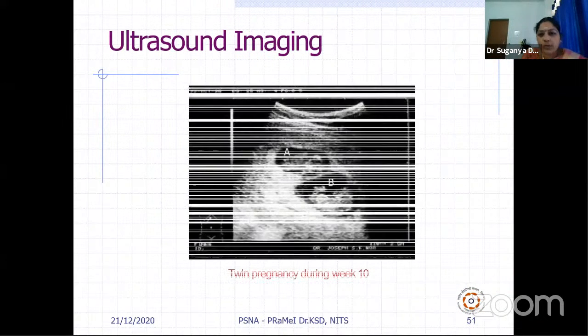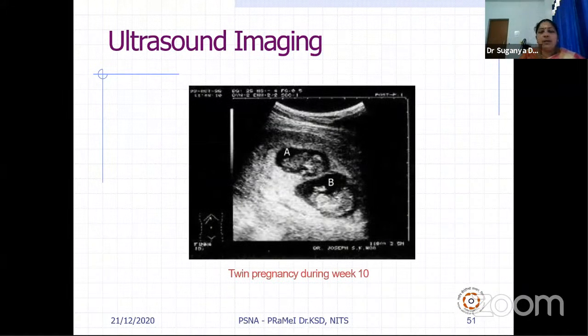So this is the ultrasound imaging. You have come across this. It is mainly for detecting abnormalities in the fetus, that is, during the pregnancy period.